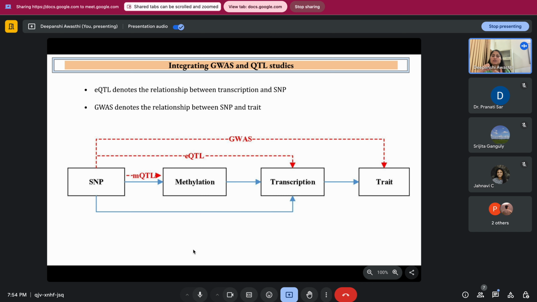And now we can integrate GWAS and QTL studies. The QTL studies can be of multiple types depending on which data we are analyzing. If we are analyzing methylation data and single nucleotide polymorphism, it is referred to as MQTL. If we are looking at the expression changes, that with the SNP, what is the effect on the expression, how the transcription is influenced, it is referred to as EQTL, which is the expression QTL. And GWAS means when we are checking how this SNP, which is the genotype, is leading to change of a trait. So it is referred to as GWAS, that means genome wide association studies. Similarly, there are MQTLs, PQTLs, depending on what analysis you are doing.